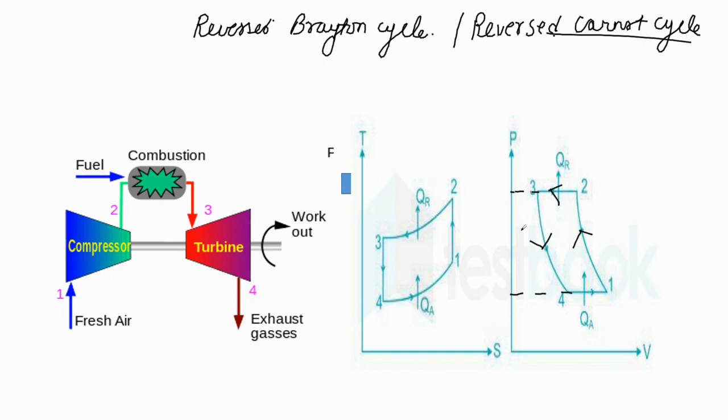The compression from 1 to 2 takes place in the compressor. Then in 2 to 3 we have the heat addition, sorry, the burning takes place actually. From 3 to 4 expansion takes place, and from 4 to 1 we have a chamber where the absorption of heat takes place. So this is how the system works. I think it is clear to you.